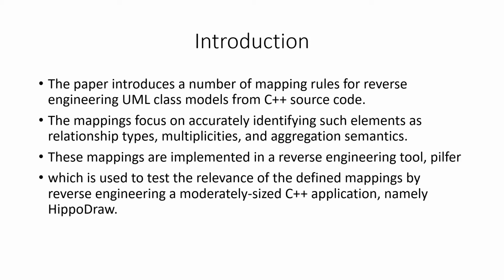Now going to the introduction. The paper introduced a number of mapping rules to reverse engineer a UML class model from C++ source code. Now we will explain UML and C++ on source code. The mapping also focuses on identifying the elements of relationship type and multiplicity, and accurate semantics.